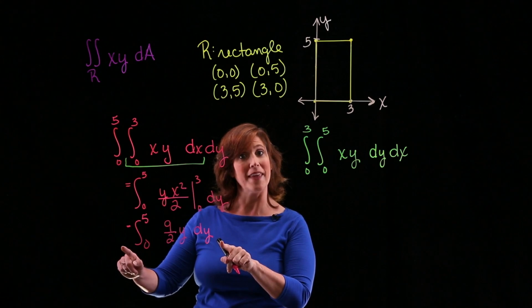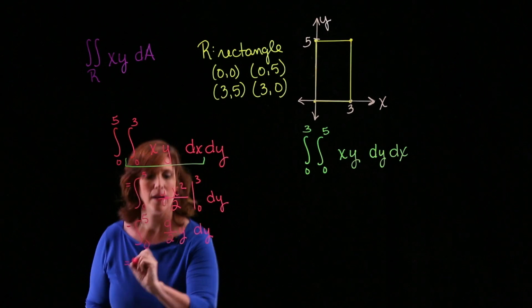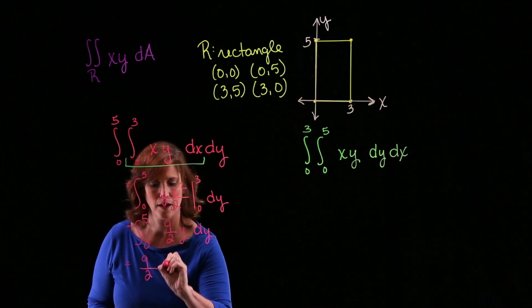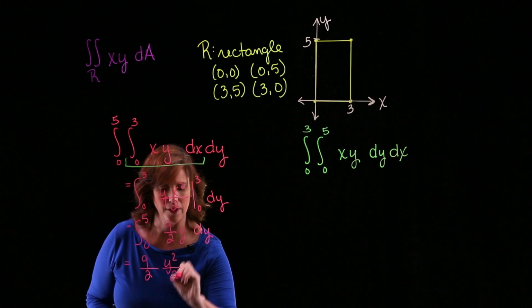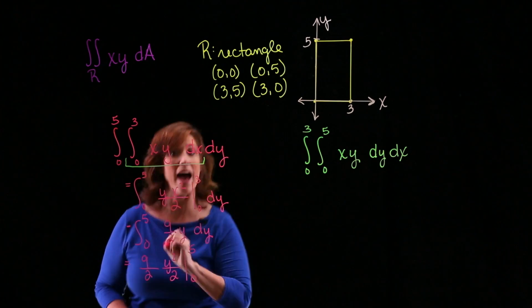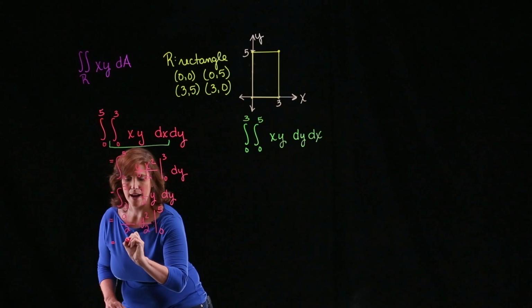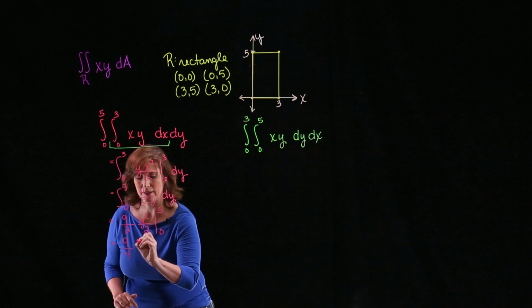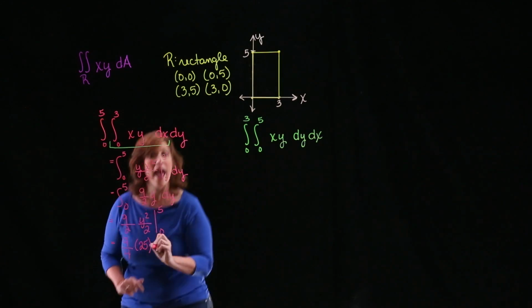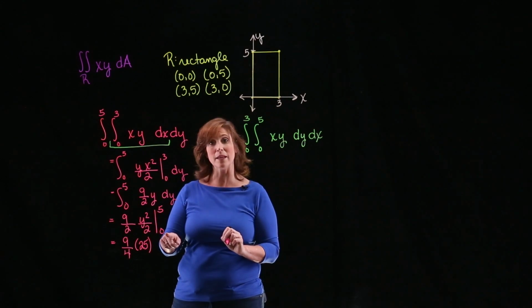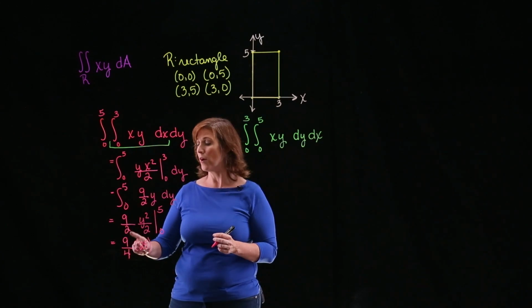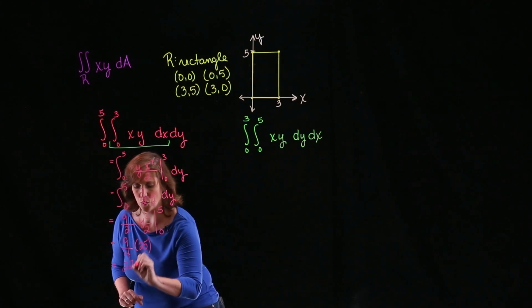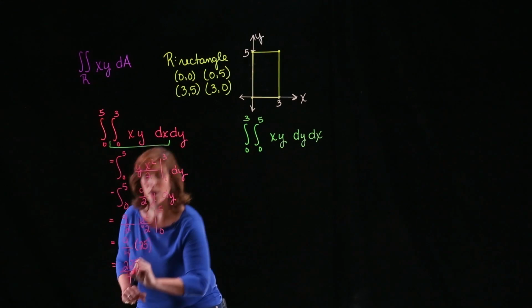Now I can go ahead and work on the outside integral. So I'll have 9/2 times y squared divided by 2, evaluated from 0 to 5. So that's going to be 9/4, plugging in the upper limit, that's going to be 25. And then I subtract what happens when I plug in the lower limit, but once again, that's just going to be 0. So I end up with 9/4 times 25, which is 225 divided by 4.